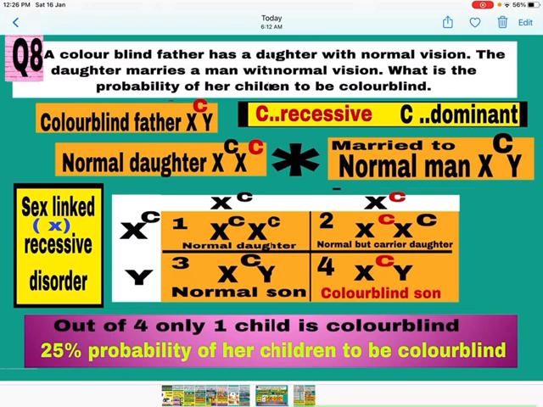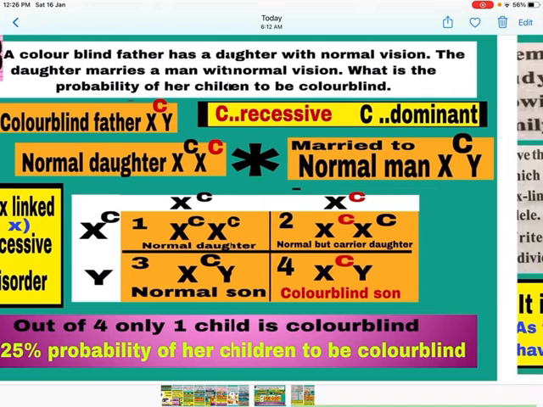Third देखिए X with the black C and Y normal son है and X with the red C and Y is a color blind son. So out of the 4 children there is only one child who is suffering from the color blindness. So probability क्या है, 25% probability of a children to be color blind. But अगर ये question होता what is the probability of her sons to be color blind? So out of 2 sons, 1 is color blind. So 50% probability होता sons का. Okay. So that's how you can attempt this type of question.